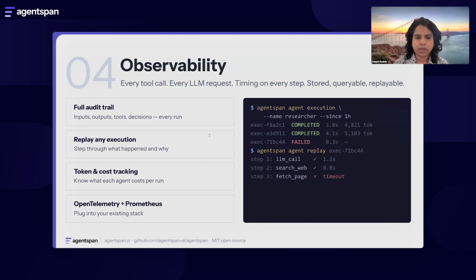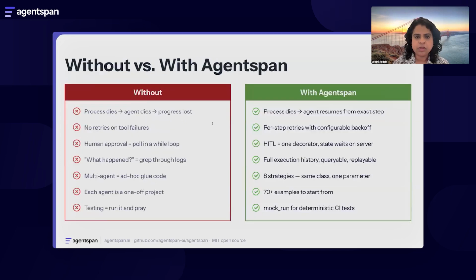Token and cost tracking is built in as well, so you know what your agents actually cost per run. It also plugs into OpenTelemetry and Prometheus if you already have observability infrastructure. So let me make this concrete with a before and after.